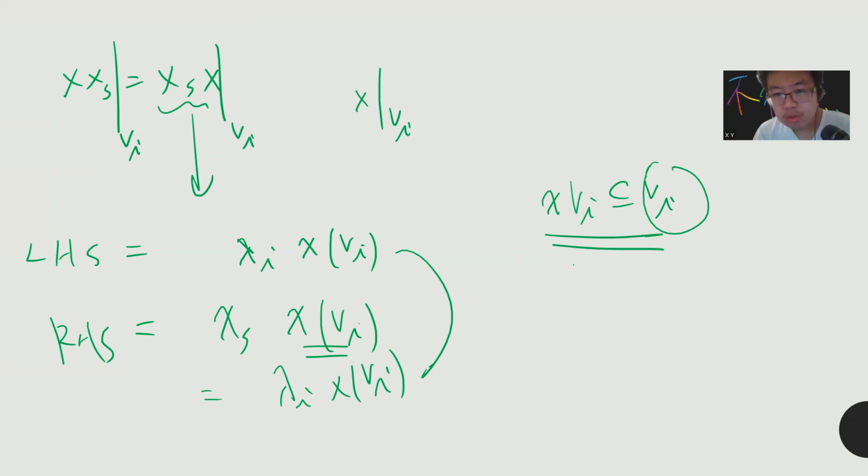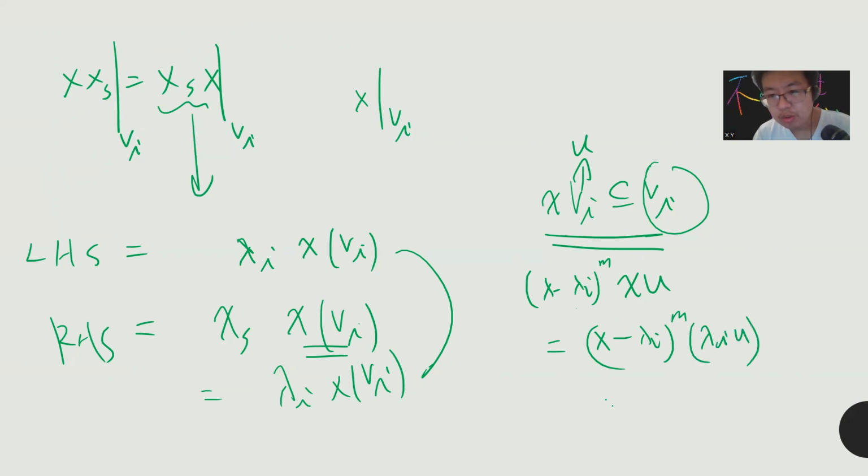Let's say you take this as U, and then you apply X minus lambda I to the power N. You can prove it. This guy is X minus lambda I to the power M, and then the same as lambda I on U, which you get 0. Okay, so done. This will prove that it is nilpotent.